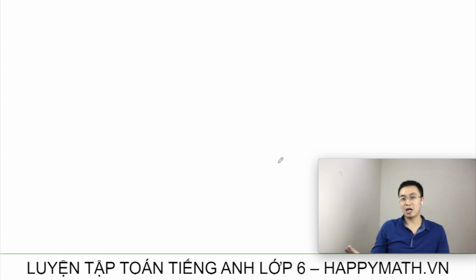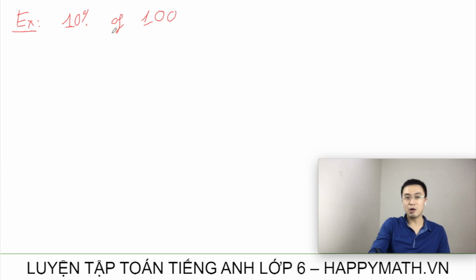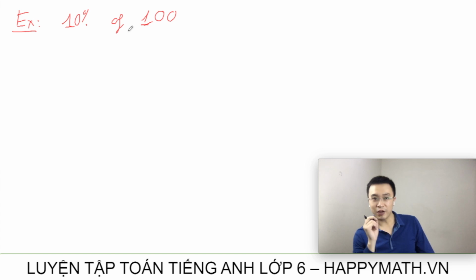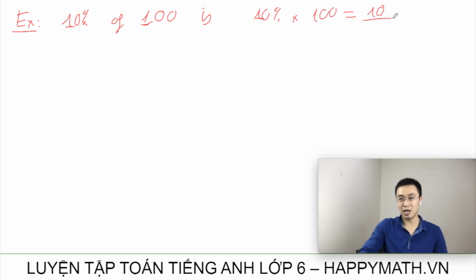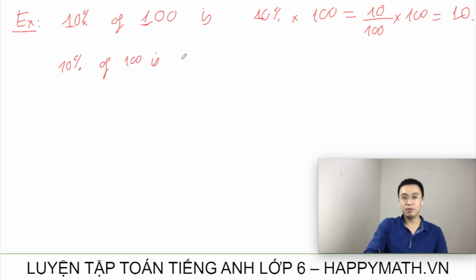Another kind of exercise is percentage of something. How about I need you to calculate 10% of 100. How can you find that? Maybe you have learned about the fraction of something, so you take that fraction multiplied with that number. So in this one, you just take 10% multiplied with 100. So 10% of 100 means 10 over 100 multiplied with 100 and it's equal to 10. So the answer of 10% of 100 will be 10. Okay, that is example 1.